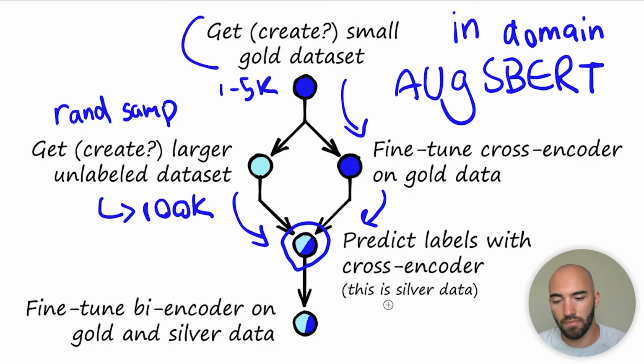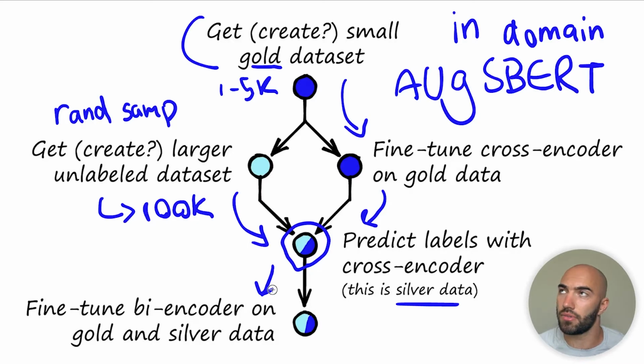So with that, we have our silver data. We also have the gold data, which is up here. And we actually take both of those together and we fine tune the bi-encoder or the sentence transformer on both the gold data and the silver data.